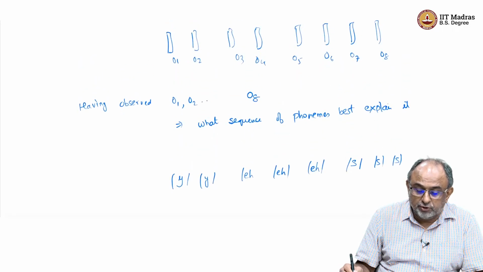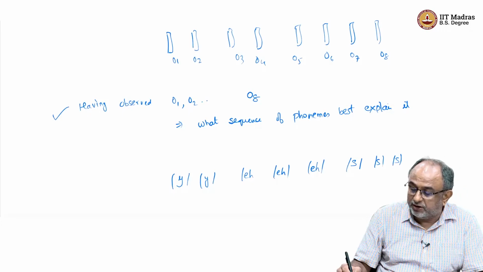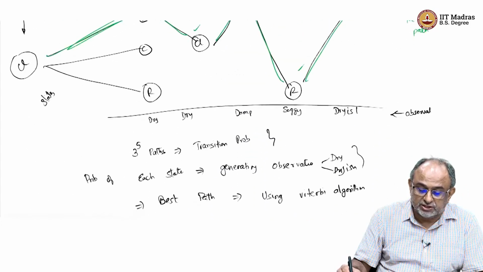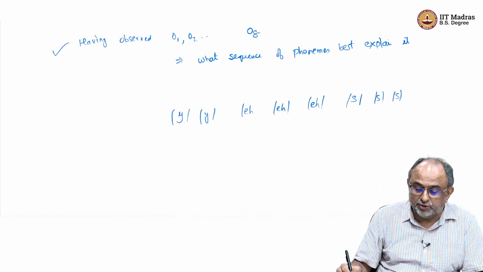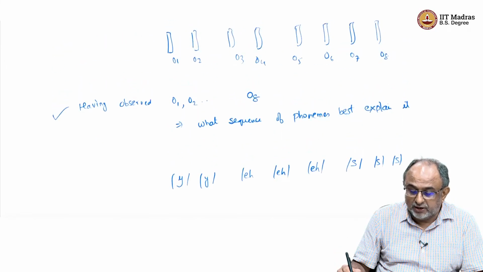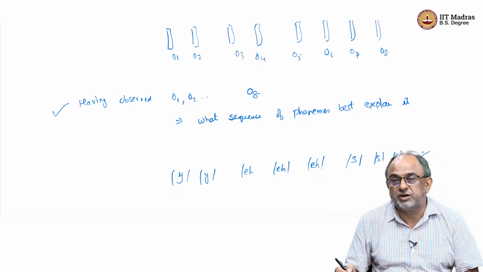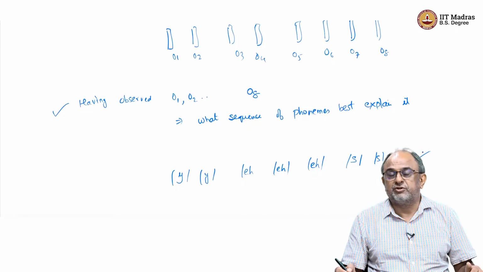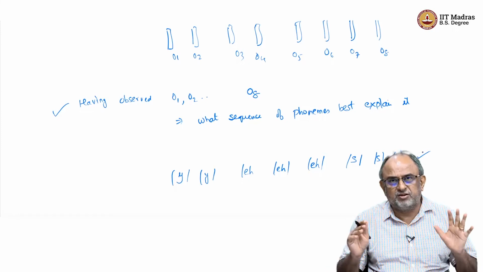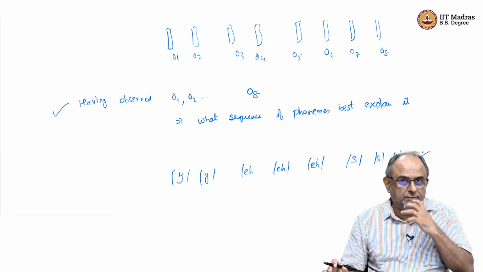So what we are going to do is, having observed this and having already calculated all these transition probabilities and the observation probabilities, all that is the training part. Once I have this, I find out the best sequence. This is the best sequence of sounds that explains this data. This is all speech recognition is about.